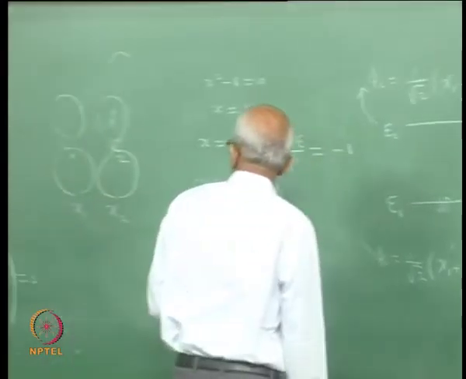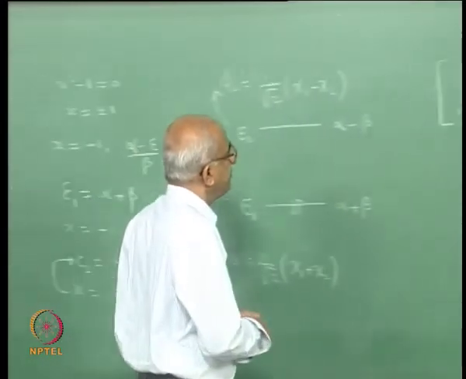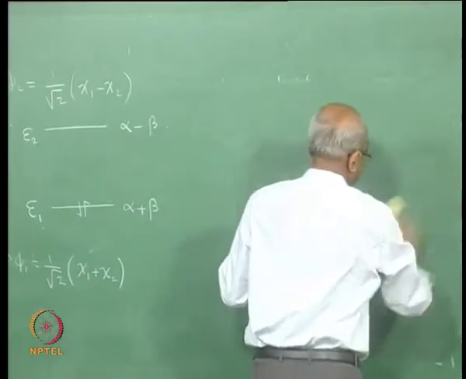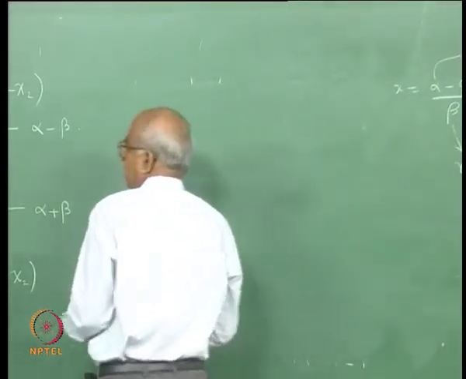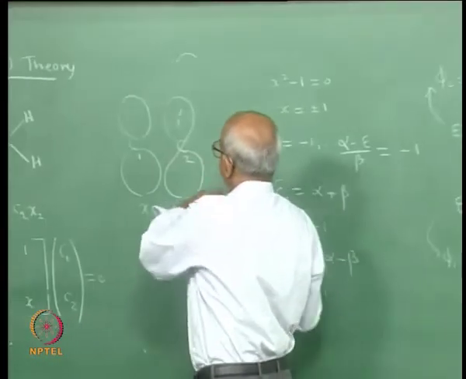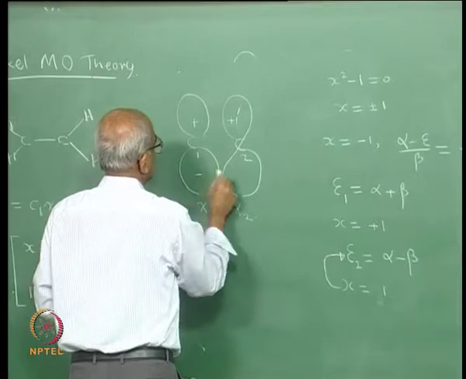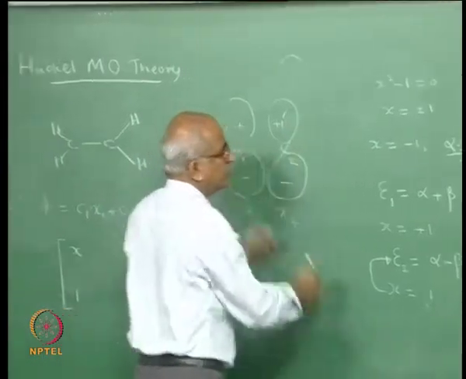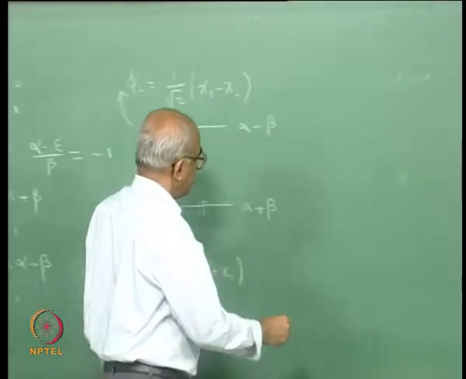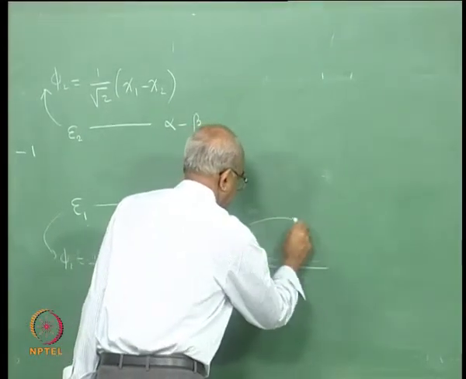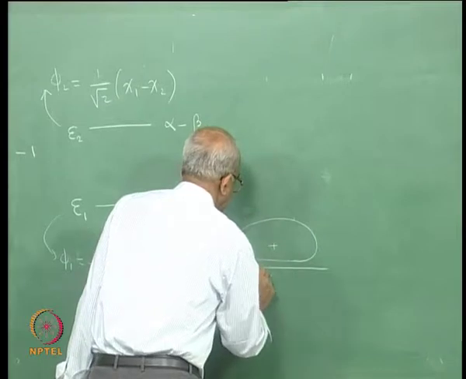So, how will I represent these orbitals pictorially? Well, these are the p orbitals. Remember, this lobe is plus, that also is plus, this is minus, that is minus. So, if you added the two up, you are going to get the bonding orbital. How would it look? Roughly it would look like this. These are the two atoms.